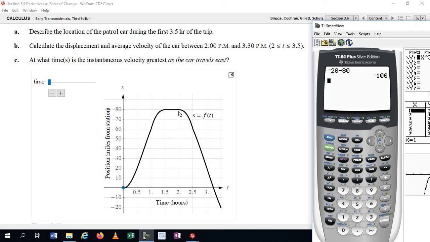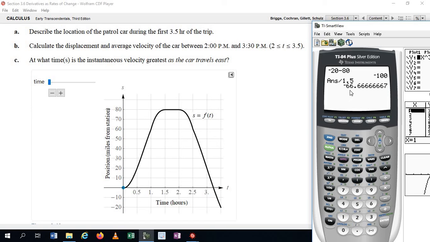And that makes sense because it started at the 80 mark on the number line, and then it lost 100, and that's why it's at negative 20 on the number line. So that's the displacement of the object during this time period. Now, let's find the average velocity. Remember, average velocity is simply the displacement divided by the change in time. And of course, the change in time here is 1.5 hours. So I'm just going to divide the displacement by 1.5.